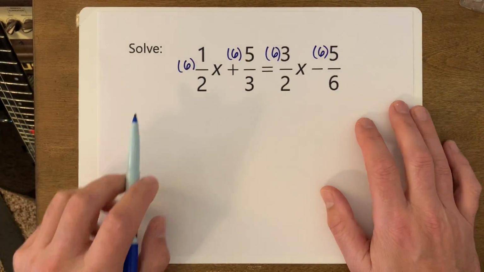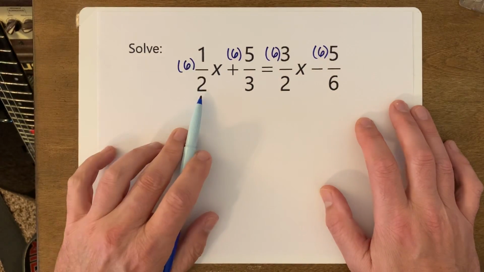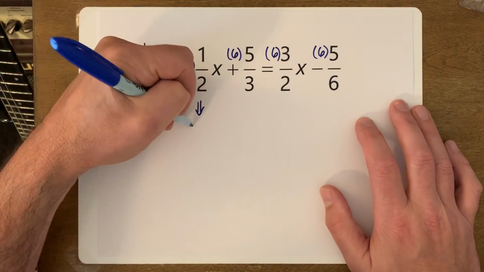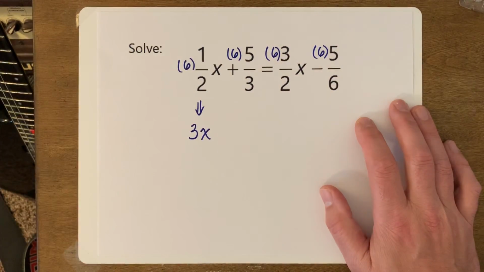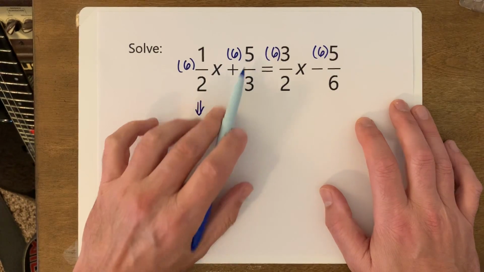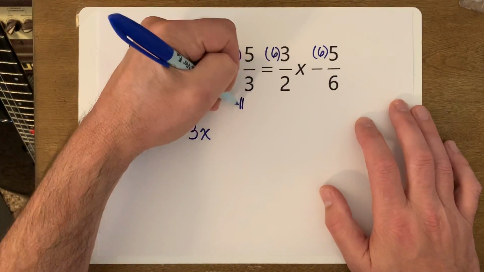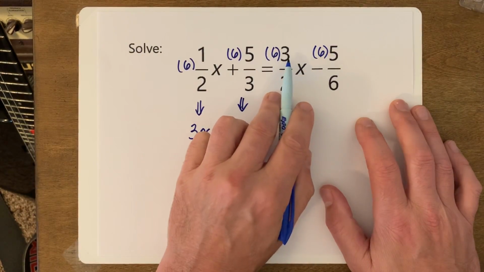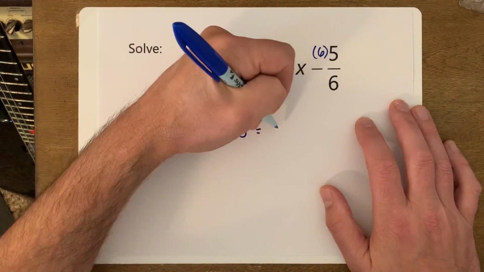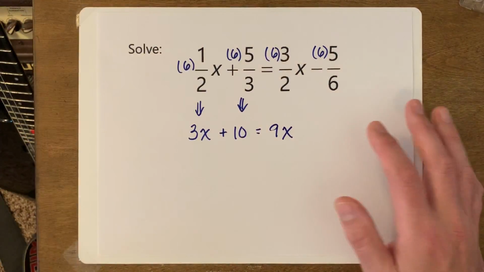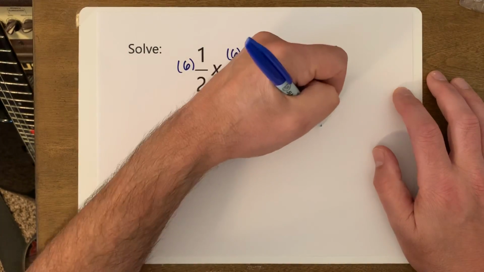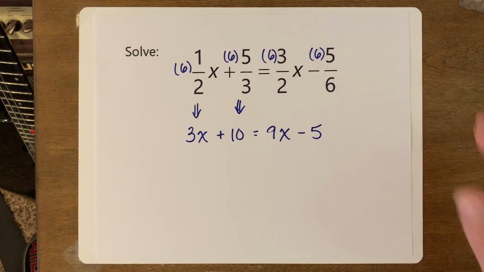All right, so let's see what happens. 6 times 1 is 6, divided by 2 is 3. So this whole term is going to turn out to be just 3x. 6 times 5 is 30, divided by 3 is 10. So this whole term becomes 10. 6 times 2 is 18, divided by 2 is 9. So this term becomes 9x. And then 6 times 5 is 30, divided by 6 is 5. So that's minus 5. And now we're right back to the problems with variables on both sides, the easy ones.